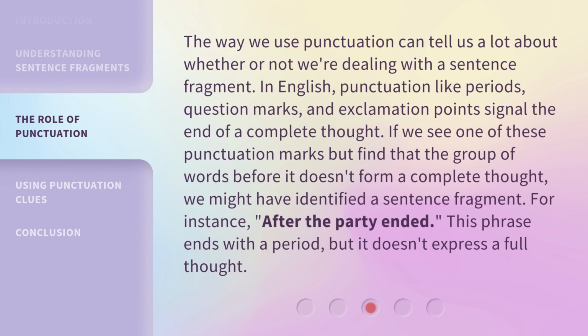The way we use punctuation can tell us a lot about whether or not we're dealing with a sentence fragment. In English, punctuation like periods, question marks, and exclamation points signal the end of a complete thought. If we see one of these punctuation marks but find that the group of words before it doesn't form a complete thought, we might have identified a sentence fragment. For instance, after the party ended. This phrase ends with a period, but it doesn't express a full thought.